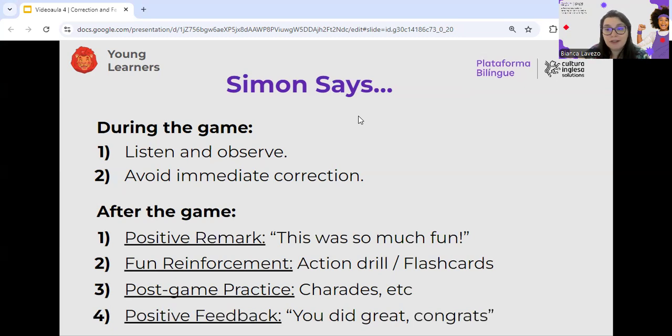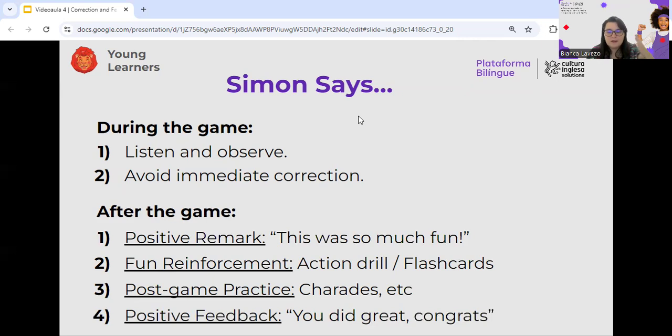As a fun reinforcement, you can have an action drill. So you say the word like jump, and then they have to jump. Let's review the actions. Jump, everybody jump, right? Then you can also have flashcards to do that. So then you show them a flashcard with the word run, and then you show a student. The student runs, for example, and they have to say run. So the idea is that they both see the picture, but they also say the word.